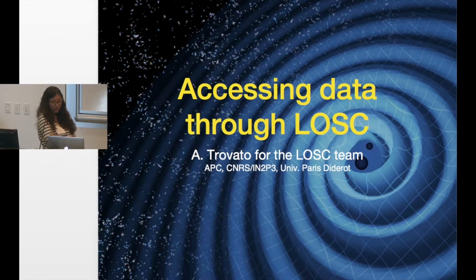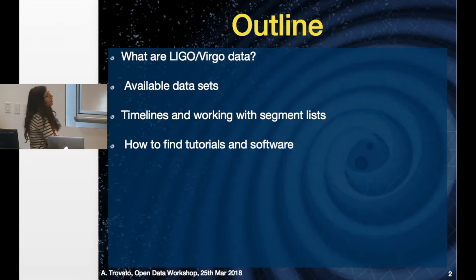First of all, as it was said, you will hear this word LOSC a lot of times. It is an acronym for LIGO Open Science Center. It probably was born this way because LIGO started first, but now that other observatories will join, probably in the near future it will change name. Probably it will become Gravitational Wave Open Science Center.